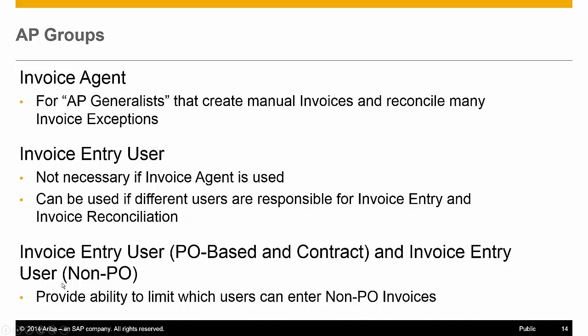Next, we have a series of groups called invoice entry user. There is an invoice entry user for PO and contract-based invoices, and a separate invoice entry user group for non-PO invoice entry. And these groups are just what the names imply. They give you the ability to key in that type of invoice directly in Ariba. So if you have a segregation of duty, you can have separate invoice entry functions for PO and contract-based invoices versus non-PO invoices.